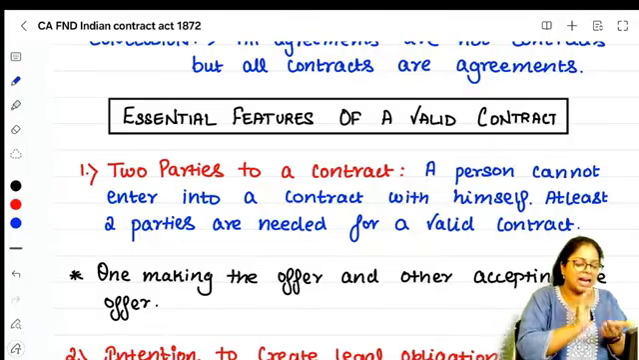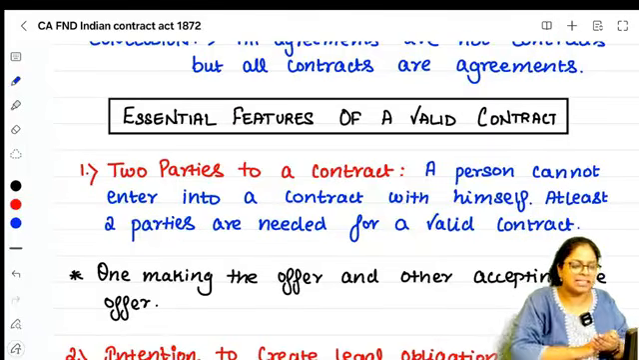Now what that Ramanlal and company or partners are telling, hey sales tax department, are you mad?